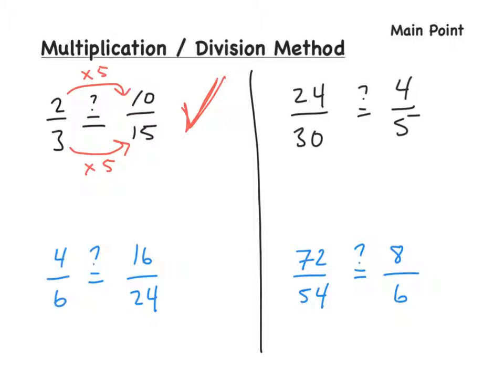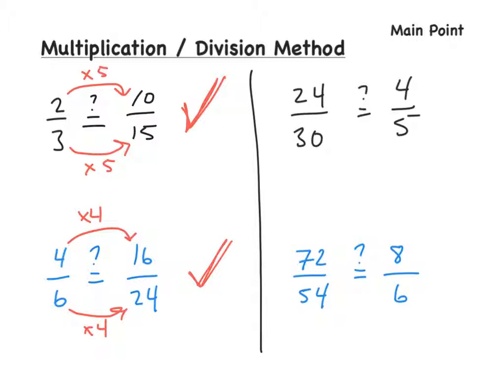So what I want you to do now is pause the video and try this one down here. This is the multiplication method. Unpause the video when you're ready to see what I have done. Alright, so I'm going to look at the numerators, 4 and 16. How many times does 4 go into 16? 4 goes into 16 4 times. Thus, if I can multiply the numerator and the denominator by 4, then it is a proportion. So does 6 times 4 equal 24? Yes, it does. Thus, this is a proportion.